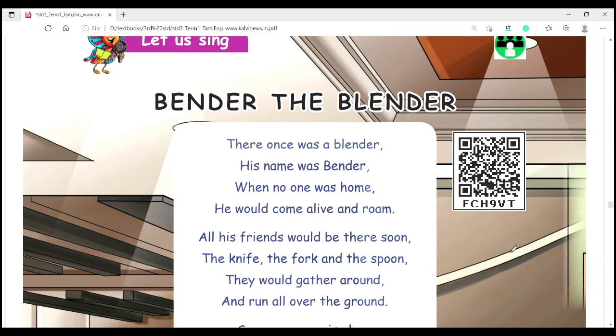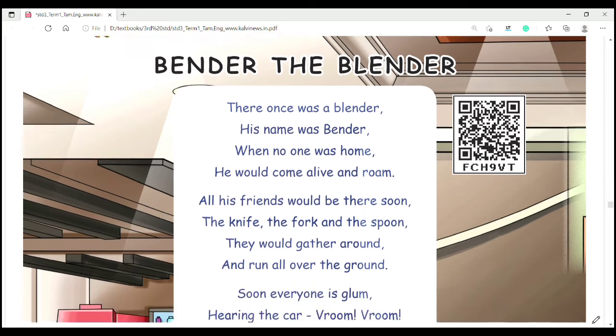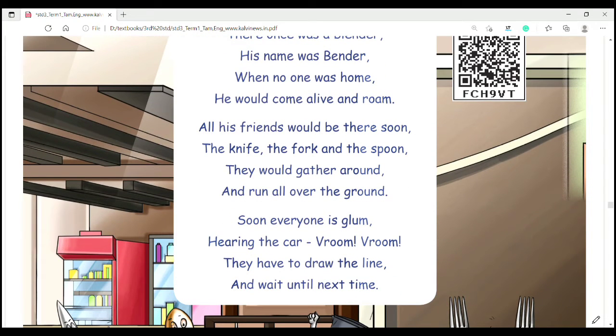When no one was at home, this blender came alive. யாருமே இல்லாதப்போ இந்த மிக்ஸி என்ன பண்ணுமா, உயிரோட வந்துருமா. And வந்து என்ன பண்ணும்? The blender will dance with and play with the friends. மிக்ஸிக்கு யார் ஃப்ரெண்ட்ஸாக இருப்பா கிச்சனில்? அஃப்கோர்ஸ் இட்ஸ் அ நைஃப், ஃபோக் அண்ட் ஸ்பூன். நைஃப், ஃபோக் அண்ட் ஸ்பூன் இந்த த்ரீ ஆப்ஜெக்ட்ஸ் கூட சேர்ந்து ஜாலியாக ஃபுல்லாக ரவுண்ட் அடிக்கும்.